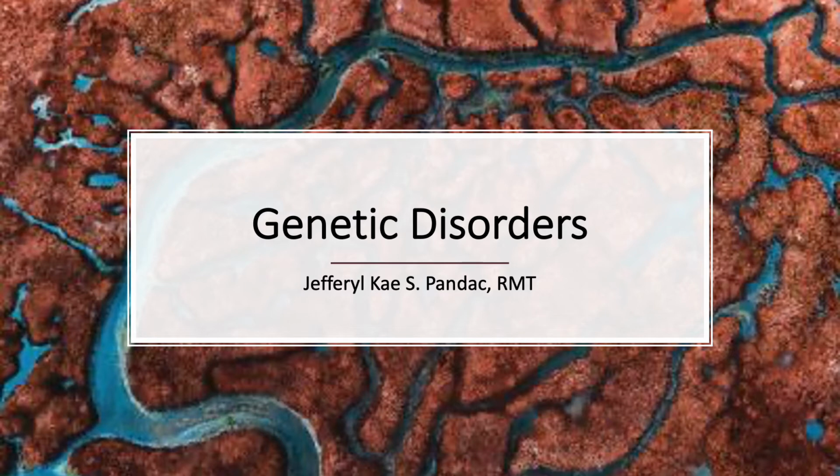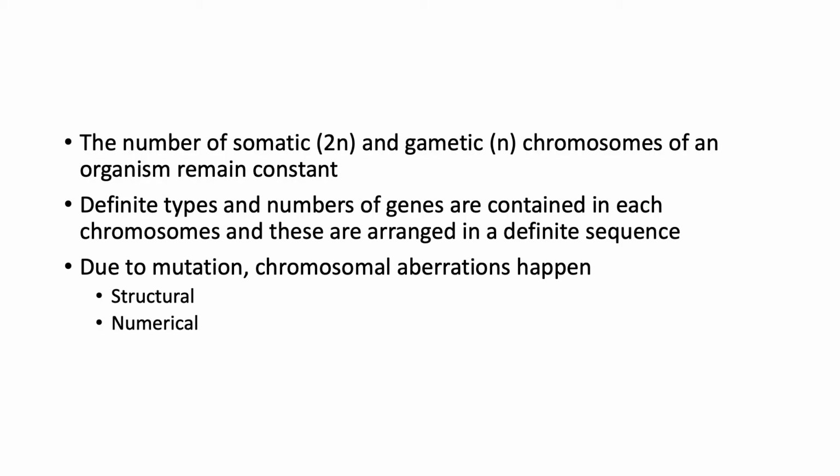In this topic, you will be able to learn about the various human genetic disorders caused by alterations or aberrations in the structure and number of chromosomes. Generally, the number of somatic and gametic chromosomes of an organism ordinarily remain constant. This is a result of the extremely accurate mitotic and meiotic cell division.